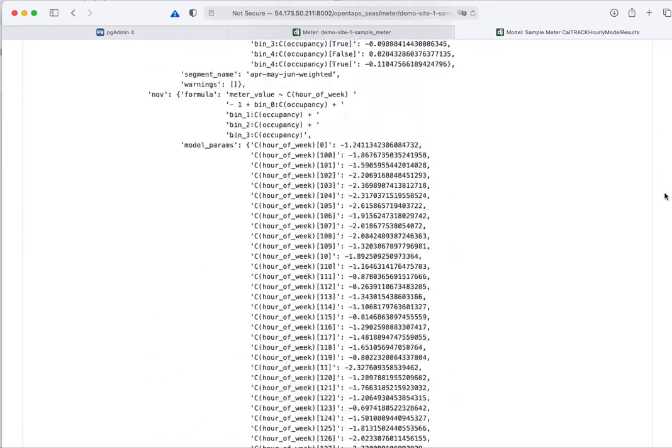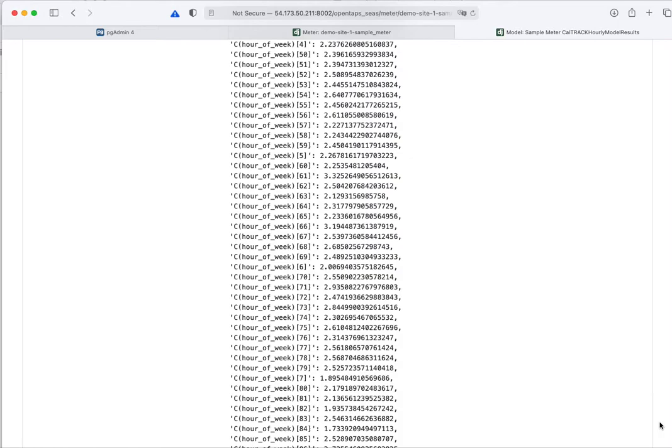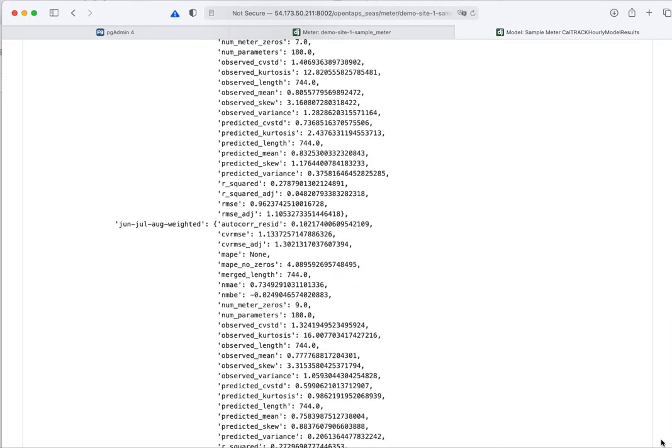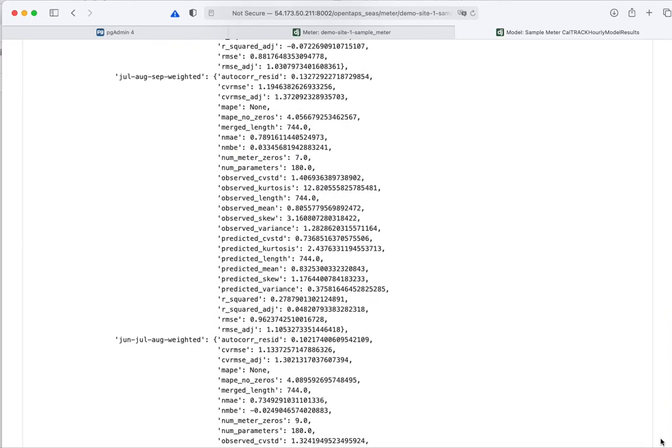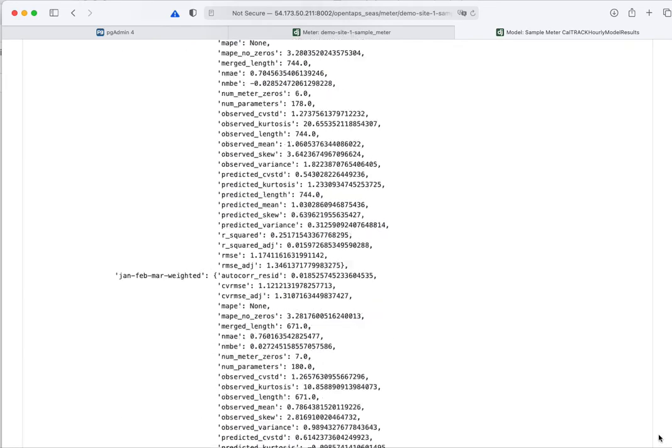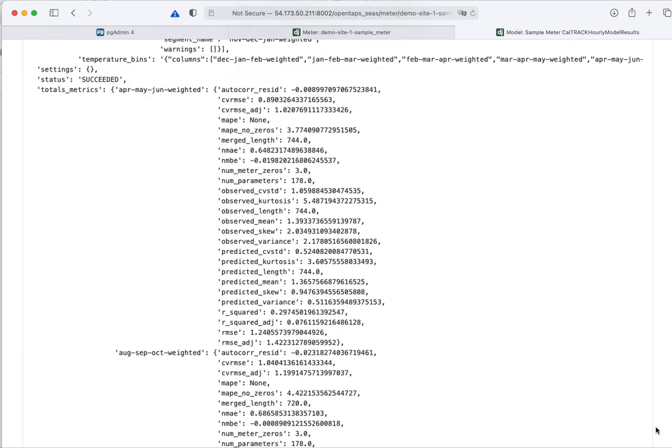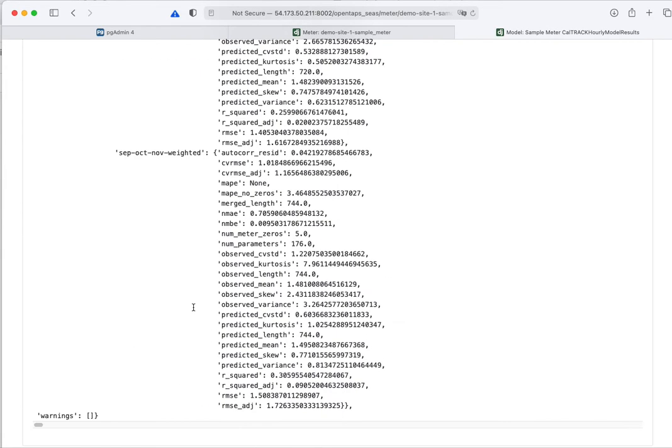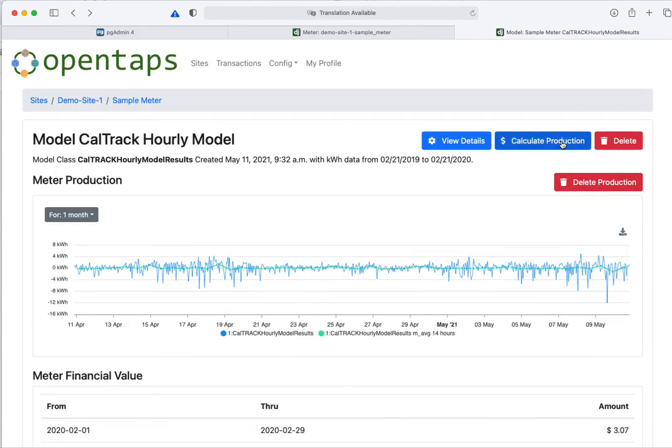It just goes on and on. And then it calculates the seasonal weighted differences, and the mean squared error. I think this is a different thing, but it's basically calculating the seasonal values. And then you can recalculate the production, and you can download it here. So that's an overview of how the system works.